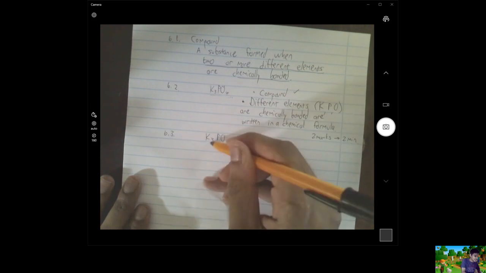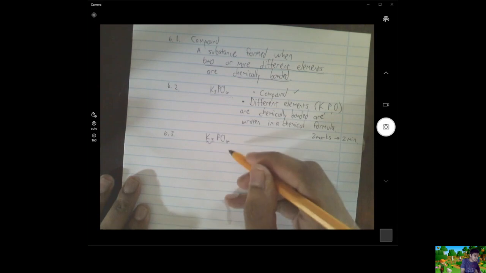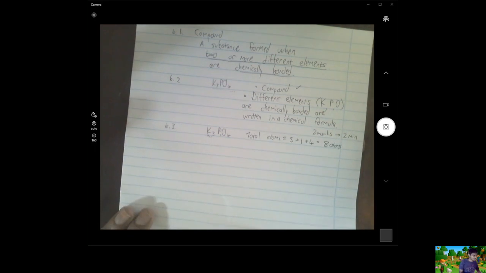So this is a simple matter of counting and knowing that the small numbers tell you how many atoms of the elements there are in the compound. Next to the P, there is no number. There's always an imaginary 1, just as in maths. X is the same as 1x. So to get the total number of atoms, it's a simple sum. 3 for the K, 1 for the phosphorus, and 4 for the oxygen is 8 atoms in total.